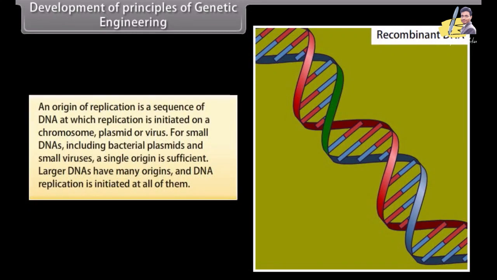An origin of replication is a sequence of DNA at which replication is initiated on a chromosome, plasmid, or virus. For small DNAs, including bacterial plasmids and small viruses, a single origin is sufficient. Larger DNAs have many origins and DNA replication is initiated at all of them.